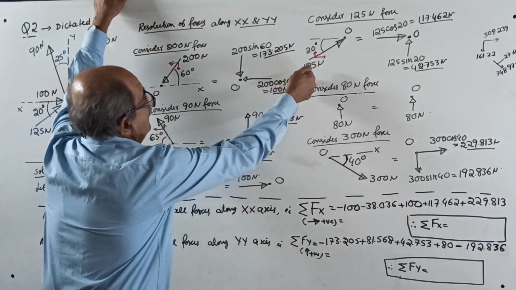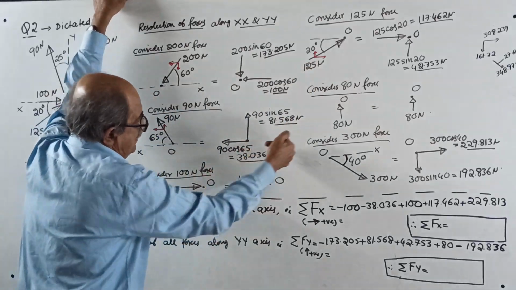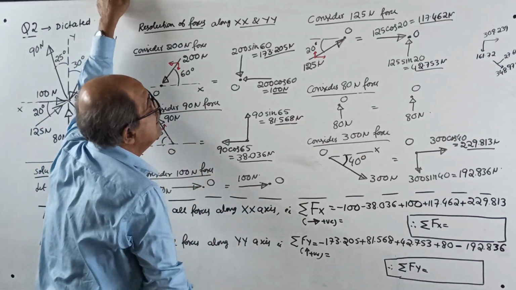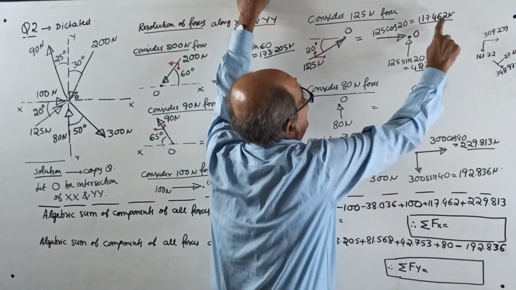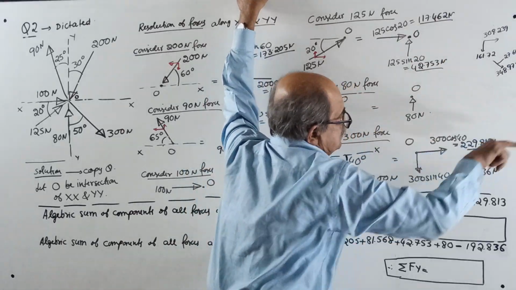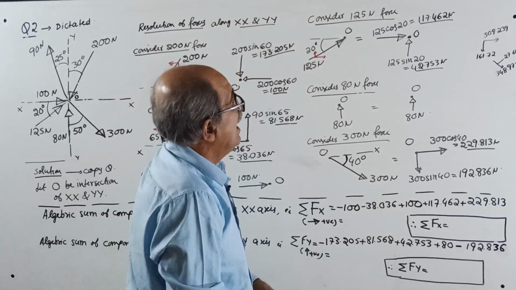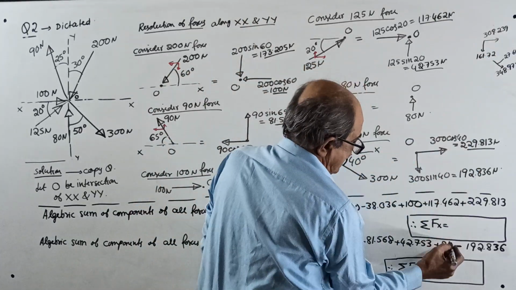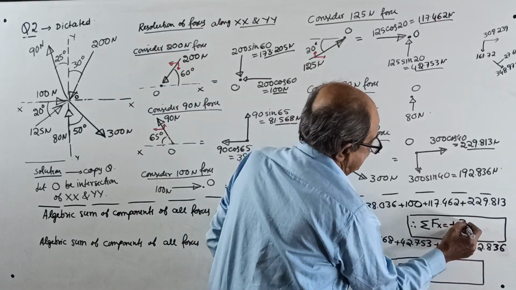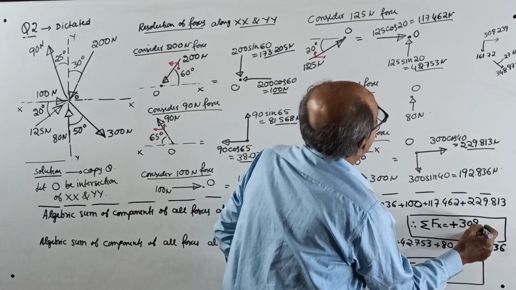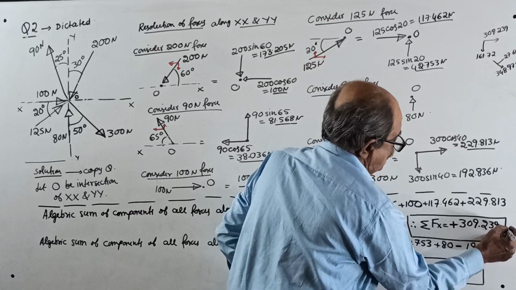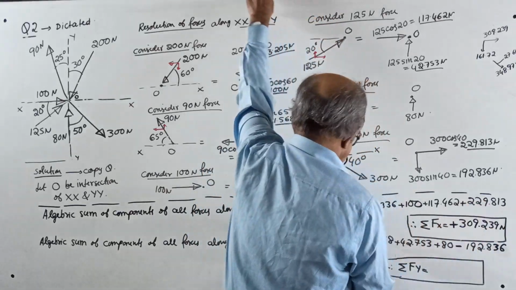Here. Minus 100, minus 38.036, plus 100, plus 117.462, plus 229.813, the answer will come. I already calculated it. Plus will come. Plus 309.239 Newton. Written Newton.